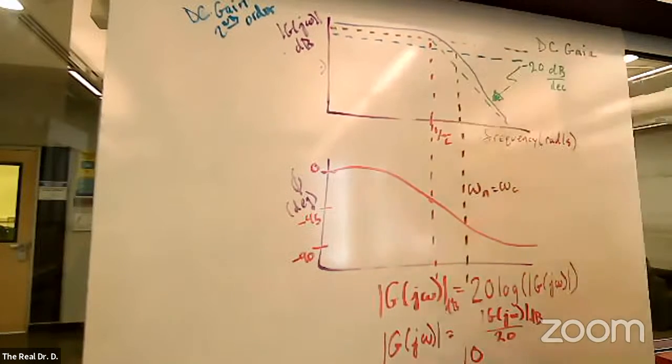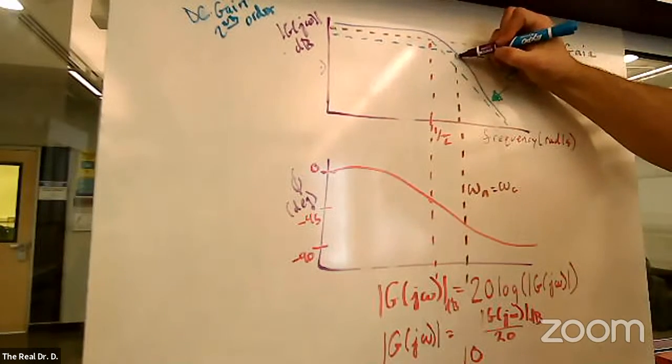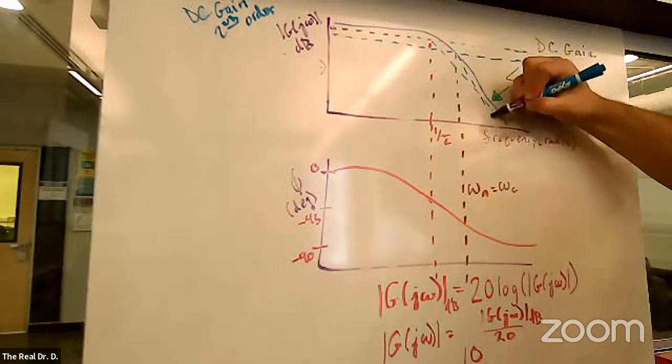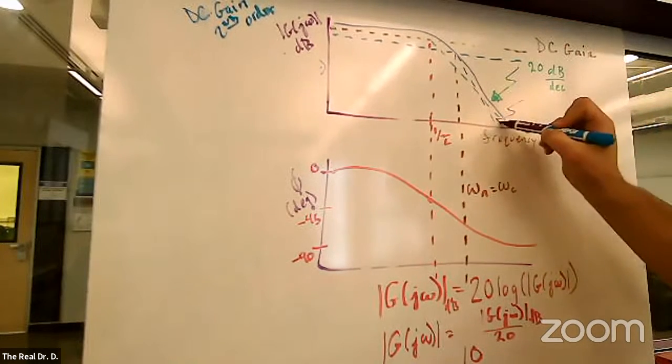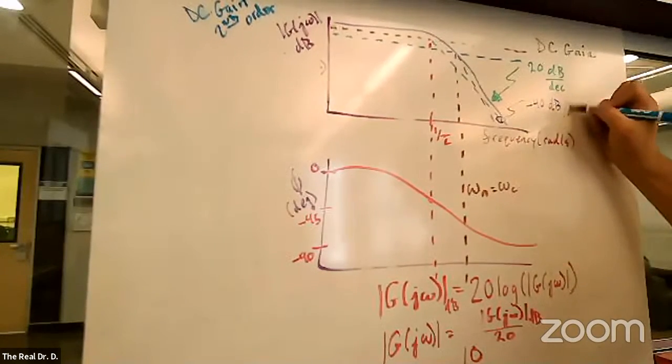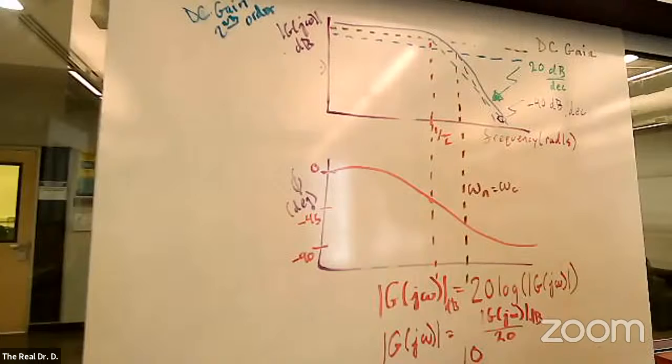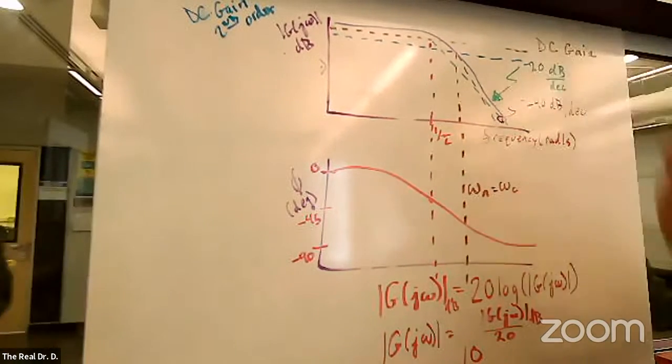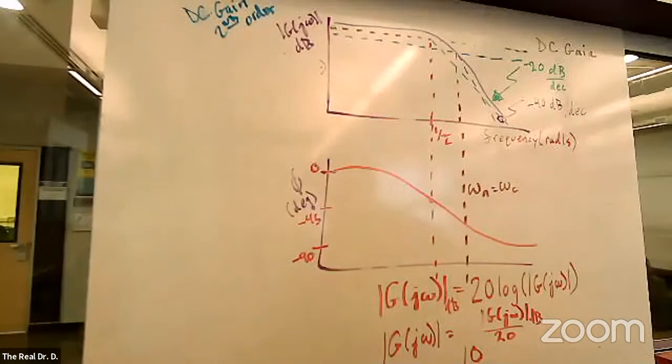Here it is, omega n, and we'll have a line that decays, and I know this is sloppy looking, minus 40 dB per decade. What does this dB per decade mean? Remember that means that every decade from there, you will lose 20 or 40 dB depending on whether you're first or second order.